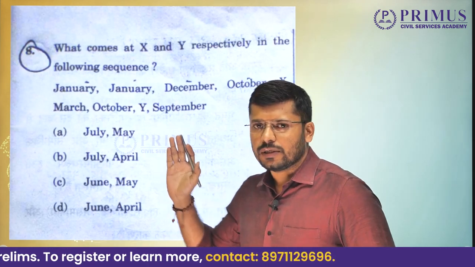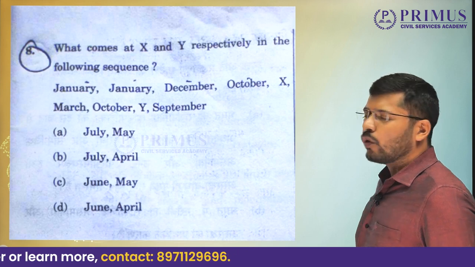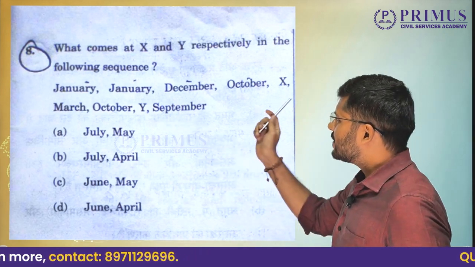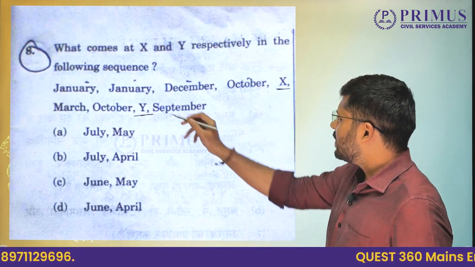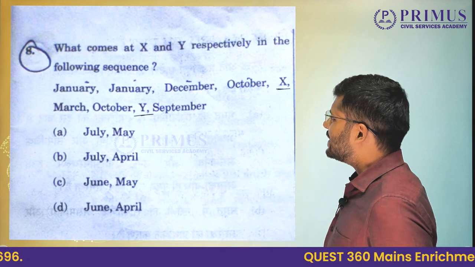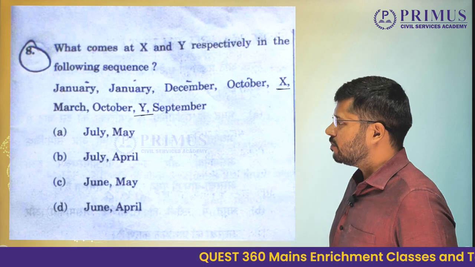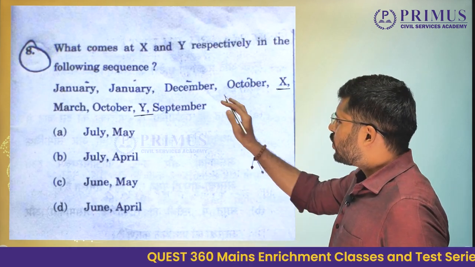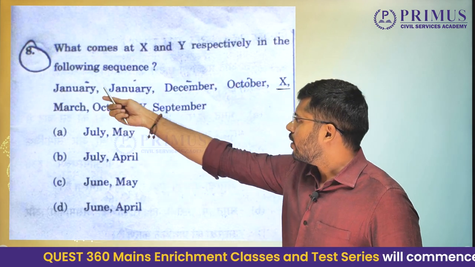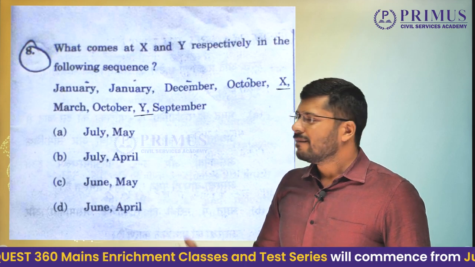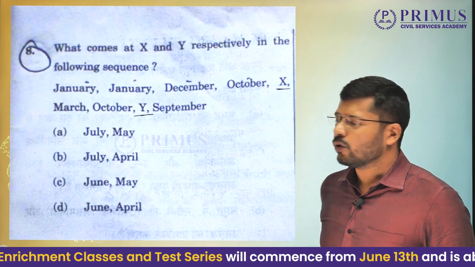Take a look at this question. What comes at x and y respectively in the following sequence? They have given us a series and want us to find which months will come in the places of x and y: January, December, October, x, March, October, y, September. We need to find what pattern has been followed to name these months in this order, and as per the pattern, which month should come in the places of x and y.